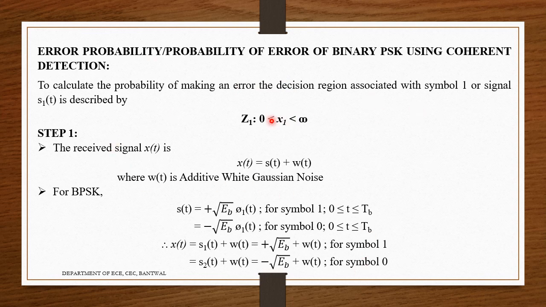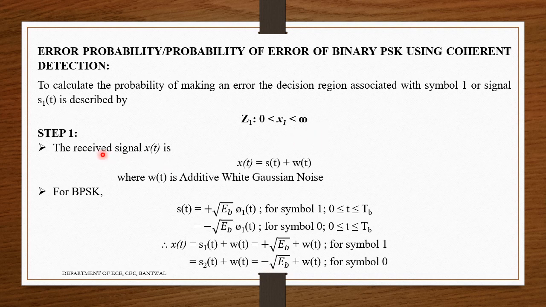So now we are calculating the probability of making an error in the decision associated with symbol 1. Now I am considering only symbol 1, that is S1 of t. Symbol 1 is related to the message point plus 1, so it ranges from 0 to plus infinity. That is the reason we represent 0 to plus infinity.